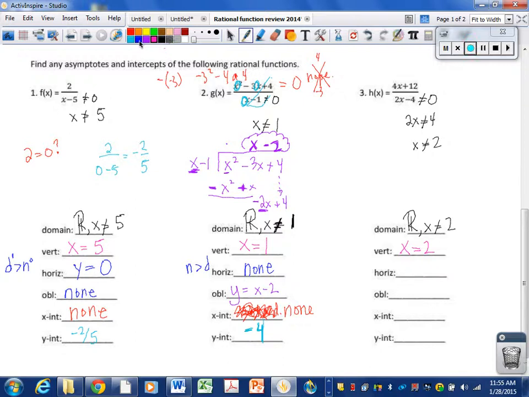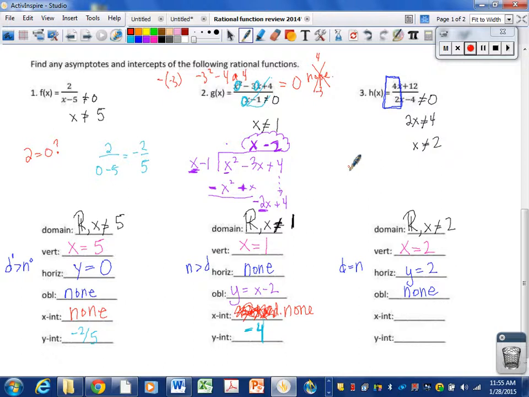Horizontal asymptote, let's see. We have an x on top and an x on bottom. The denominator equals the numerator, so look at the coefficients. So what is 4 divided by 2? 2, so it's y equals 2 as the horizontal asymptote, which means there is no oblique asymptote. You either have one or the other. If we have a horizontal, we don't have an oblique. If we don't have a horizontal, we do have an oblique.